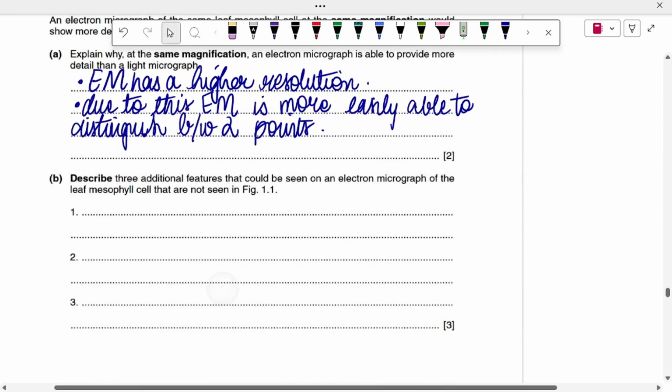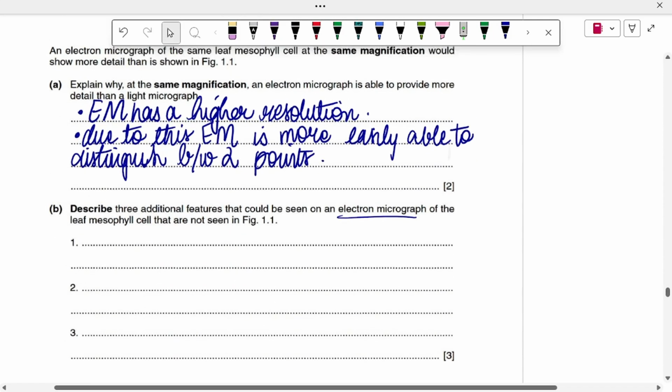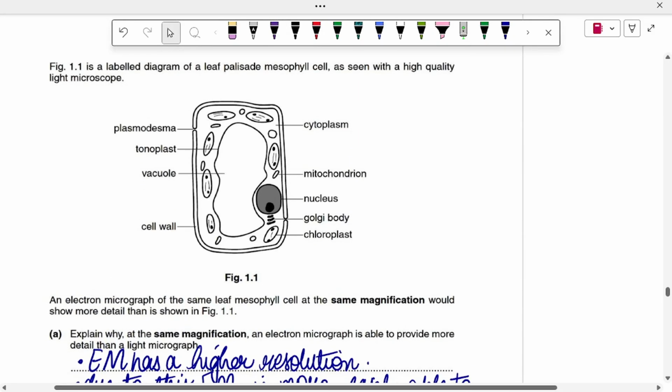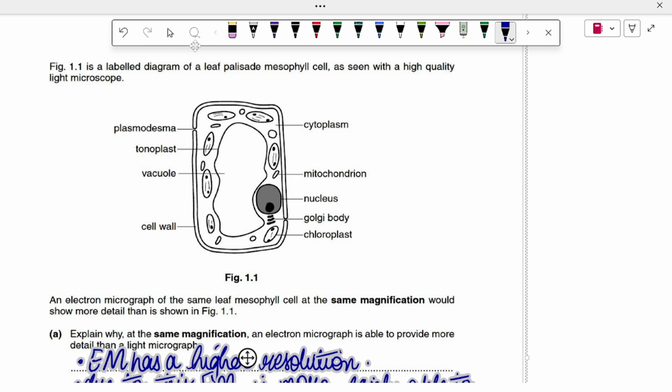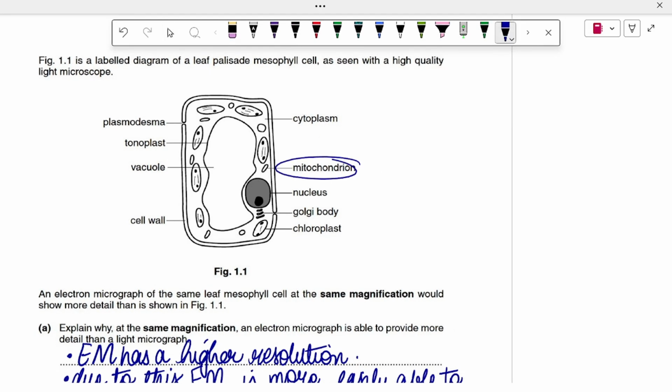Describe three additional features that could be seen on an electron micrograph of the leaf mesophyll that are not seen in figure 1.1. और क्या चीज़ें आपको दिख सकती हैं? You can pick up a particular cell organelle और उसके बारे में आप बात कर सकते हैं. Let's say I pick up this mitochondria. So I will say, अगर आपने इलेक्ट्रॉन माइक्रोग्राफ यूज किया होता, you would have been able to see the inner membrane, नज़र आते क्रिस्टे, the foldings of the inner membrane, आपको राइबोसोम्स नज़र आता in the mitochondria, आपका सर्कुलर डीएनए, इनफैक्ट वो भी नज़र आता. काफ़ी सारी चीज़ें, जितने भी आपके सेल ऑर्गेनल सेल स्ट्रक्चर याद हों माइटोकॉन्ड्रिया के, आप वो लिख सकते हो.